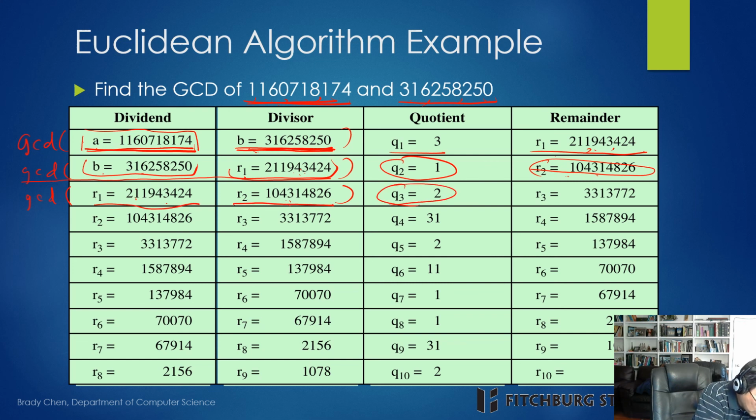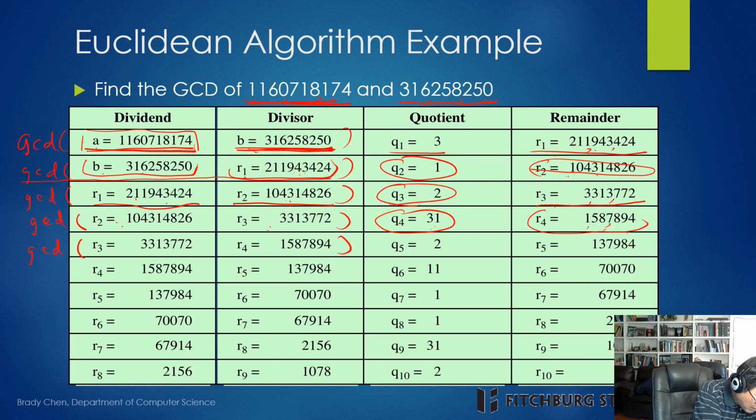And we got a quotient 2 and a remainder. Now that's smaller. It's 3,313,772. That's a smaller number. So then we turn the problem of finding the GCD of R1 and R2 into the problem of finding the GCD of R2 and R3. So divide R2 by R3. We got a quotient 31. Wow, that's a good one. And then the remainder R4, which is smaller than this. Now the GCD of R2 and R3 becomes the problem of GCD of R3 and R4.